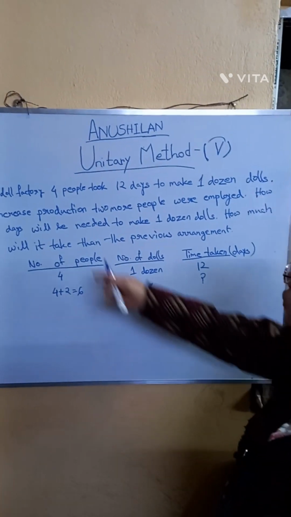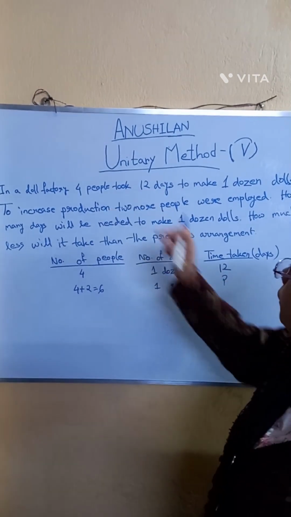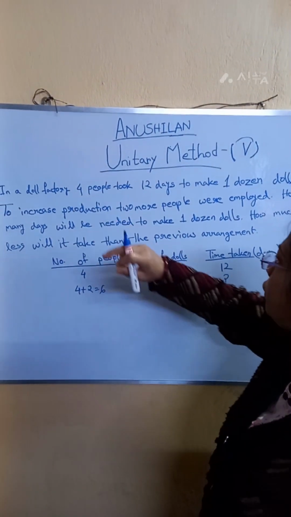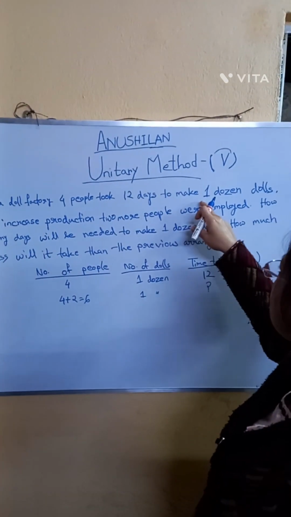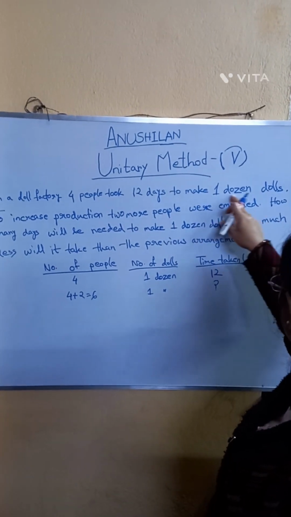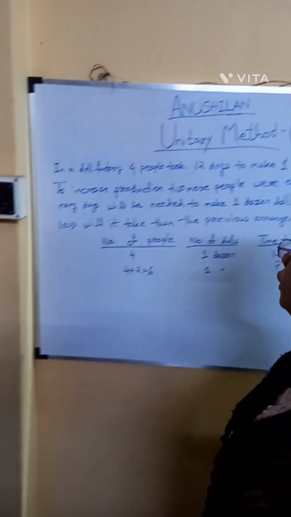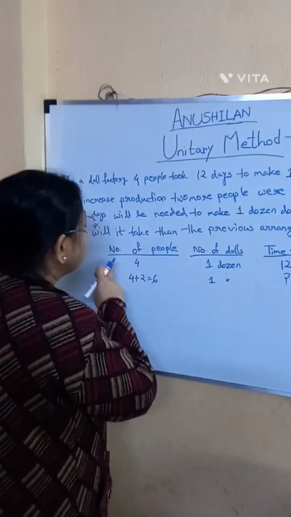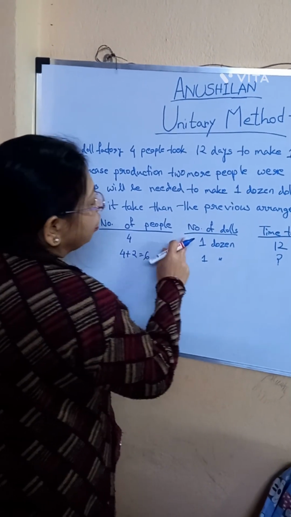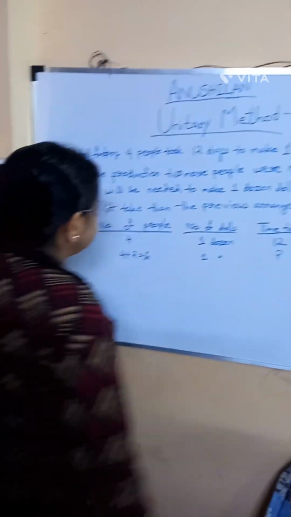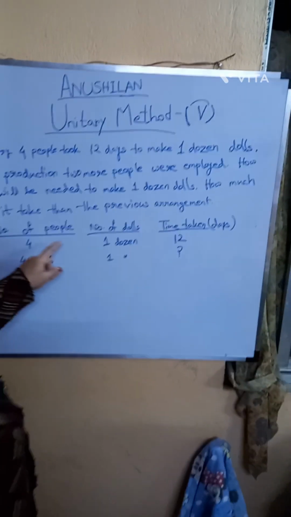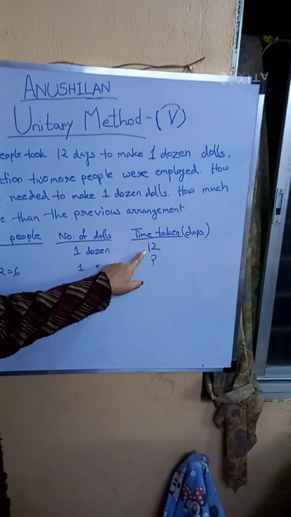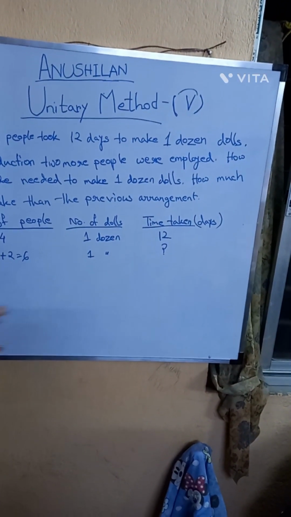Now, how many parameters are there? There are 3 parameters: people, number of days and number of dolls. I have written the tabular structure here: number of people, number of dolls and the time taken. The given data is: number of people is 4, number of dolls is 1 dozen, time taken is 12.